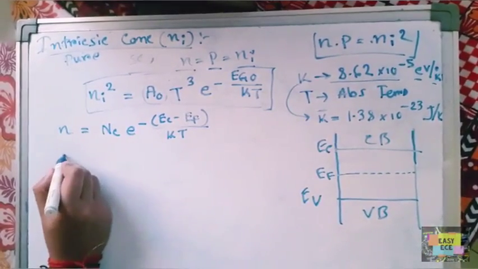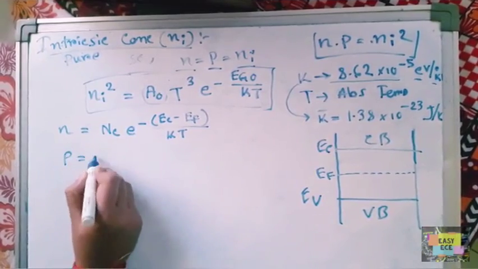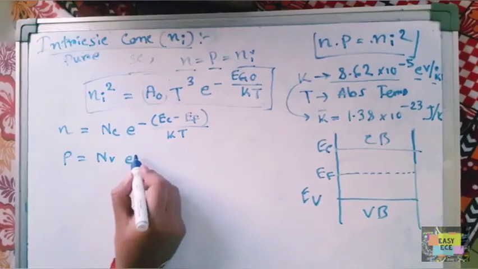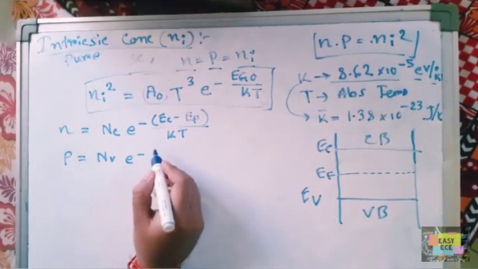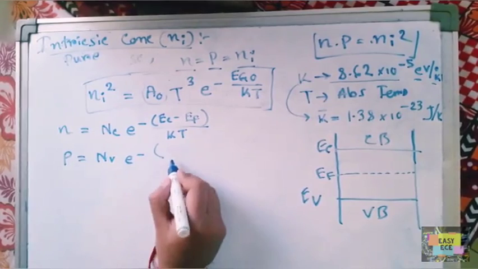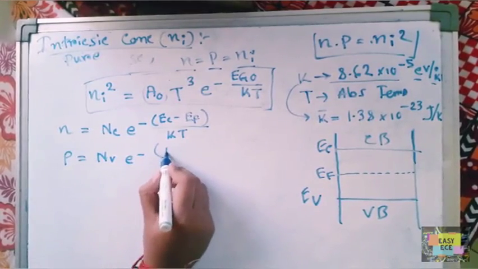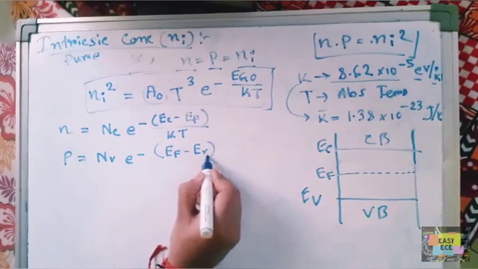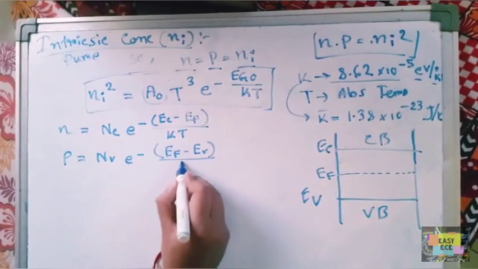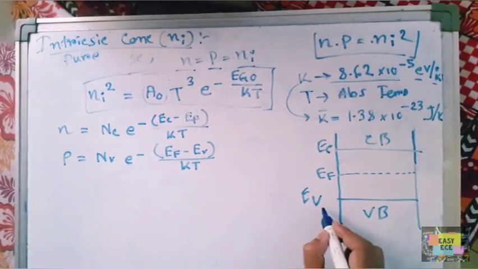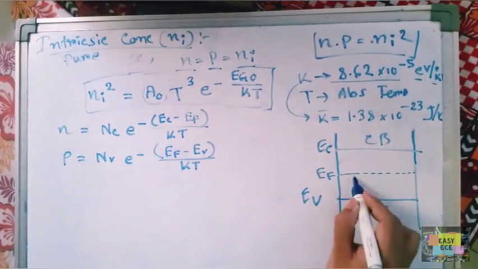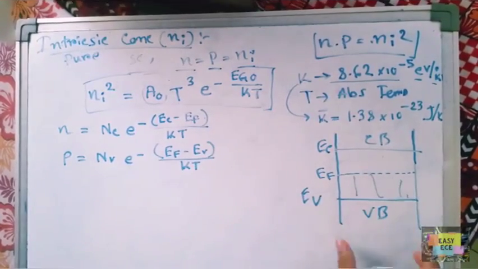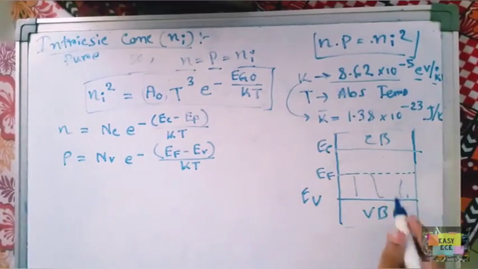And what is the value of p? That is the whole concentration. Nv, this is the constant term again, multiplied by e to the power of the bracket, which is EF minus EV, that is the valence band energy, divided by kT. That is EF minus EV, this part, and this is this part. So this is the energy gap, energy band diagram.